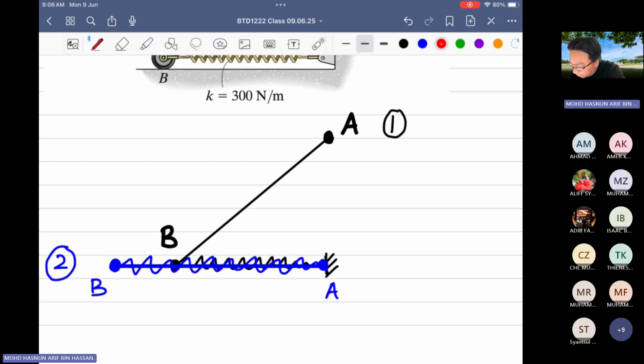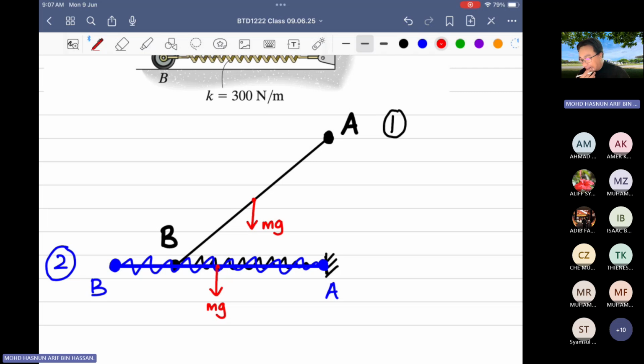So we have the center of gravity at the middle of the rod. So there will be mg pointing down. And at the second position, you can see that mg is now here. So there is definitely a change of height here. So there is work done by the weight.